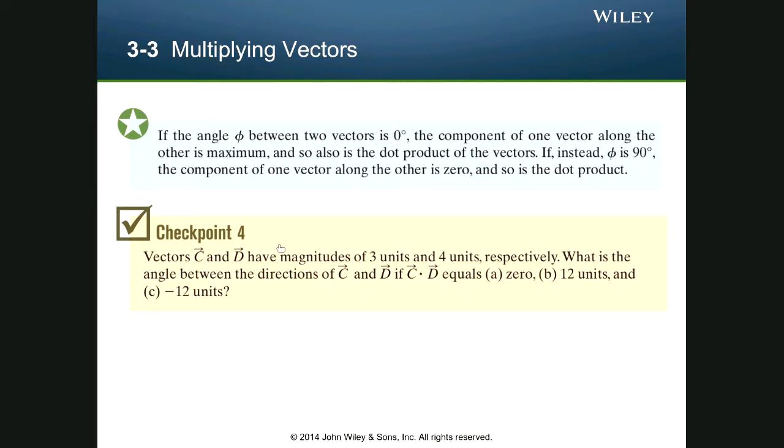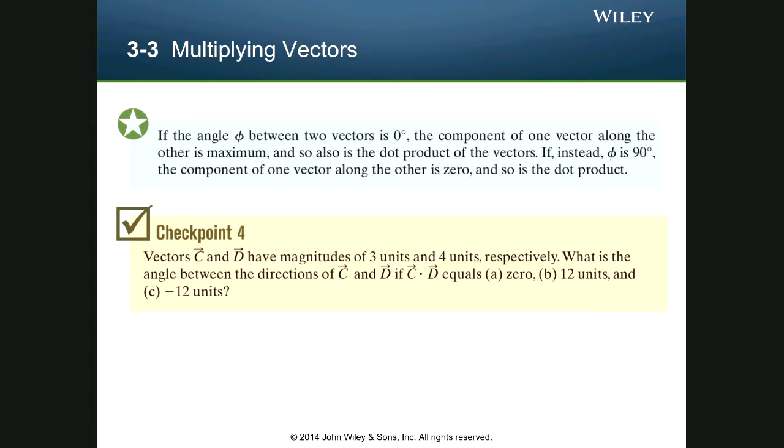Let's do a checkpoint. We have vectors C and D. They have magnitudes of 3 units and 4 units, respectively. What is the angle between C and D if C dot D equals 0, 12, and minus 12 units? Okay, so that's interesting. Let's write this down.